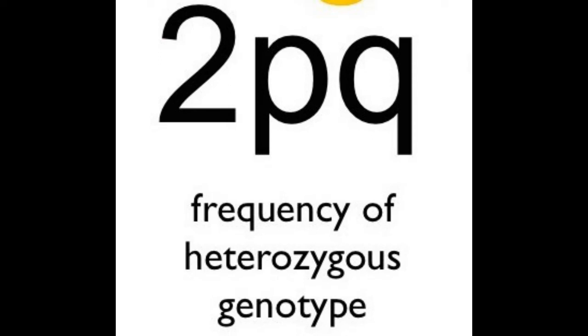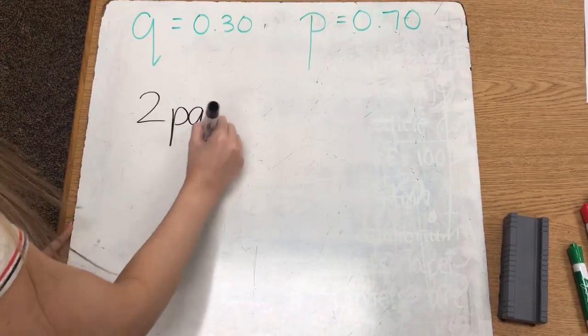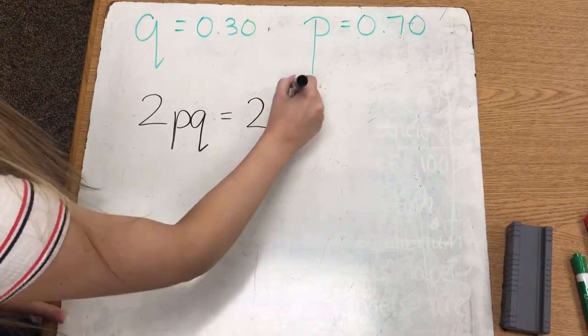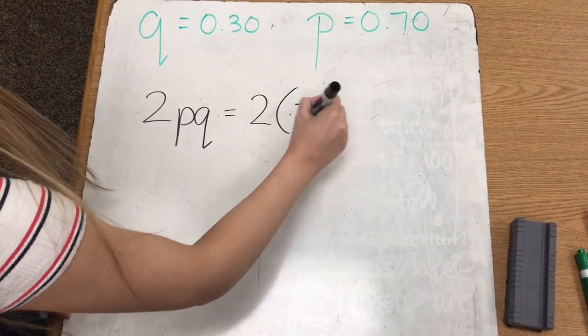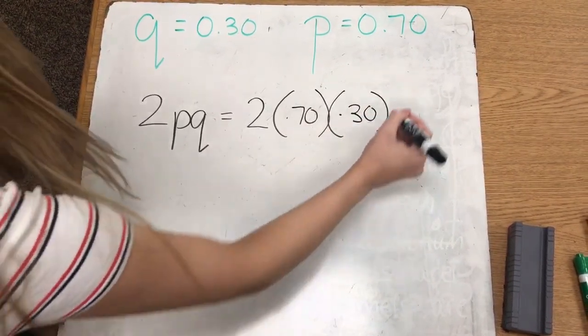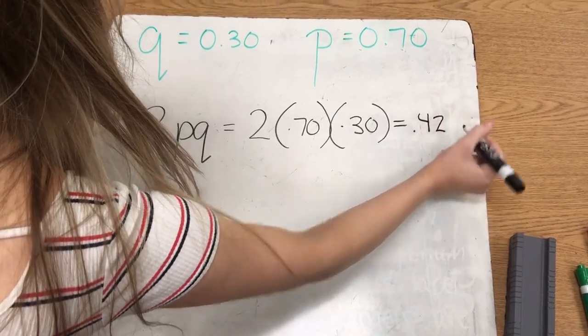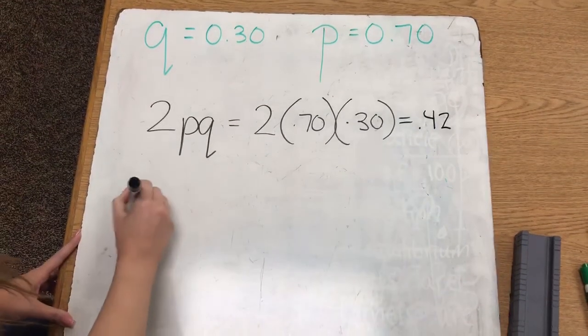The second part of the problem asks us to calculate the percentage of the population that is heterozygous. To do this, we need to use the equation that states that the heterozygous frequency in the population is equal to 2pq. Because we found P and Q previously, all we have to do is plug in those numbers to the equation. Plugging the numbers into the equation, we get 2 times 0.30 times 0.70, and calculating that, we find that this equals 0.42. We multiply this number by 100 to find that 42% of the population is heterozygous.